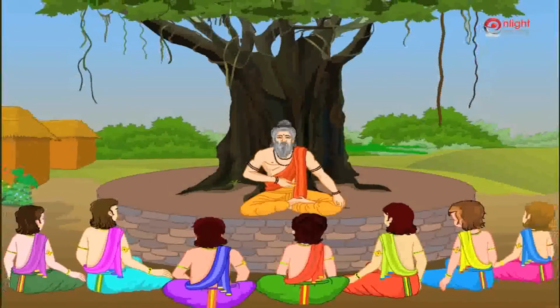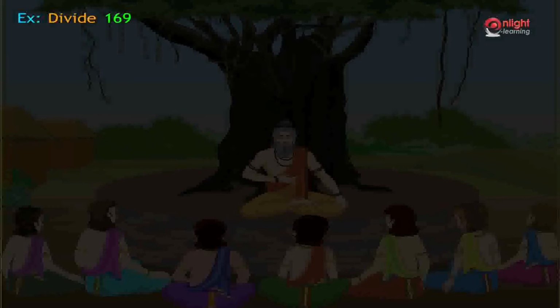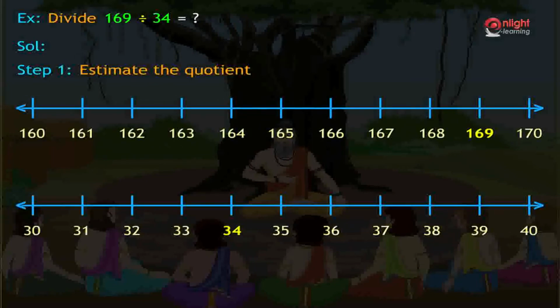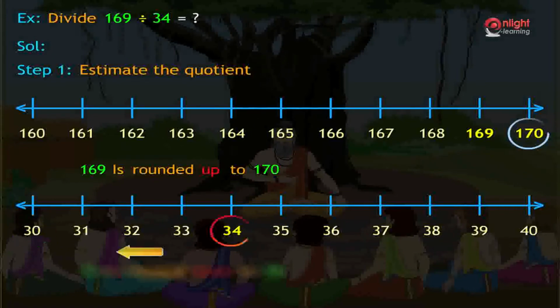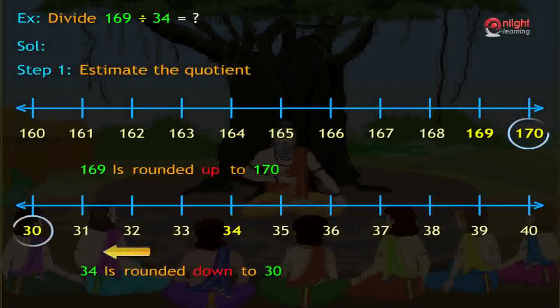Consider this example. Divide 169 by 34. The first step of division is to estimate our quotient. So, as taught earlier, let us round off 169 and 34 to nearest 10. 169 is closer to 170, so we round off 169 up to 170. And 34 is closer to 30, so we round off 34 down to 30.